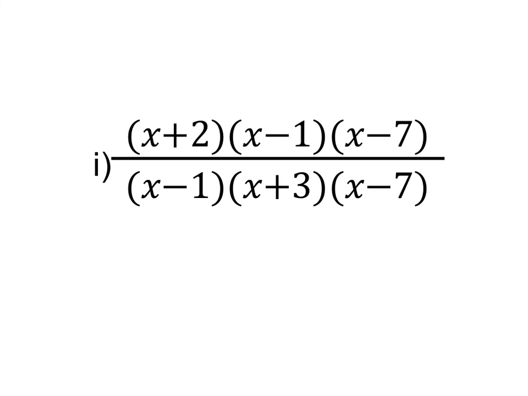All right, getting a little bit more fun here. What do you see? First thing I see are these x minus 7s. They cancel. X minus 1s cancel. So you're left with x plus 2, parentheses optional because there's only one, over x plus 3, also parentheses optional.